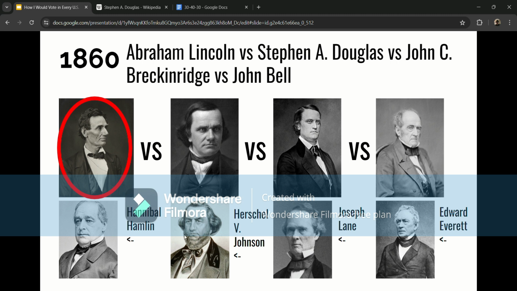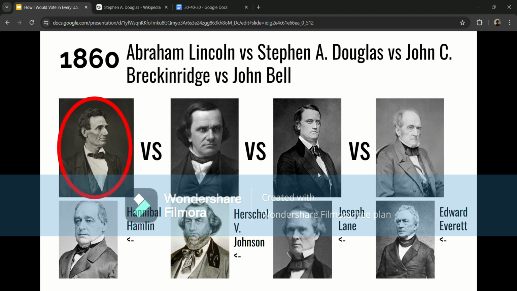His running mate was Herschel Johnson, the governor of Georgia. The Northern Democratic Party's last-ditch effort to try and combine both sides of the country, even though it clearly wasn't going to work. And then you have John C. Breckinridge, who was running for the southern wing of the Democratic Party. The Democrats have split off so badly at this point. There's a northern wing and a southern wing.